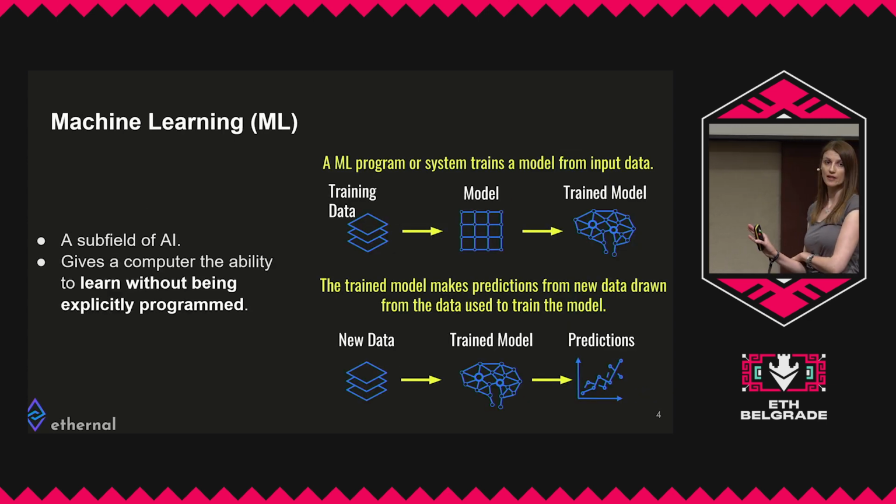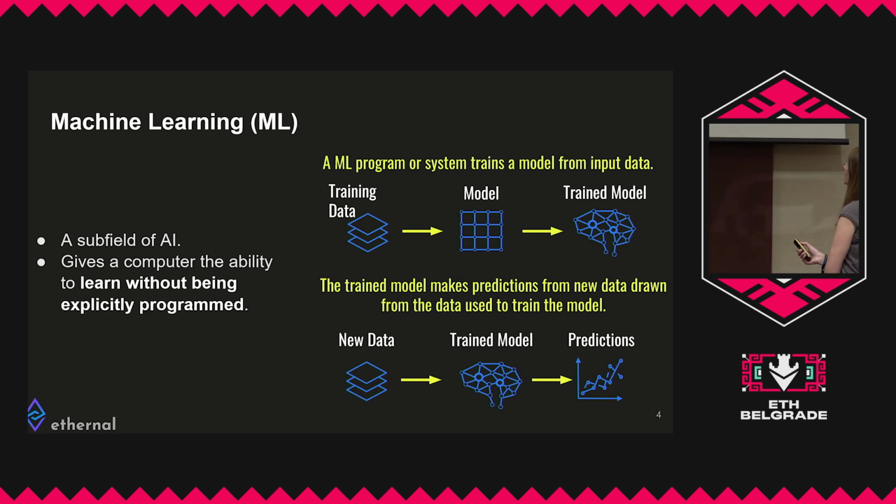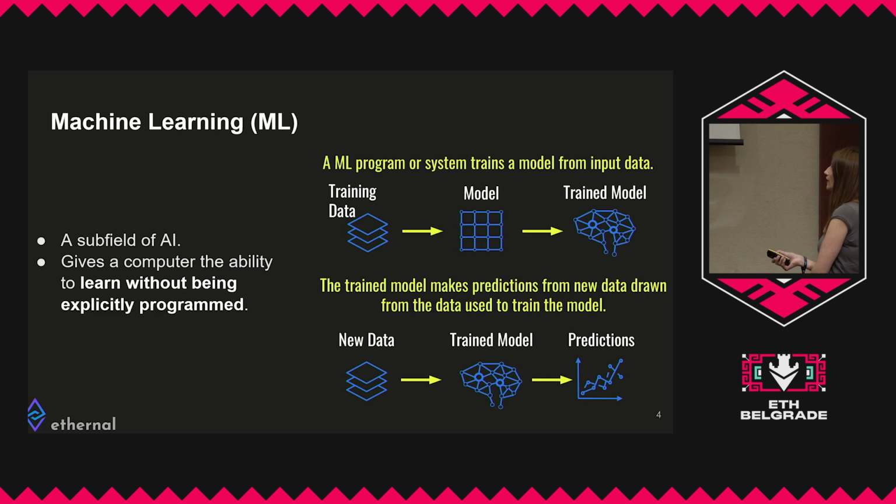The other thing is machine learning. Machine learning is a subfield of AI. It basically gives computers the ability to learn without being explicitly programmed. Here on this diagram, we can see what machine learning does. We have a machine learning program or system that has training data, which is input data for training. We have a basically plain model, and after training is done, we get the trained model with parameters that suit the training data. Once we have a trained model, we can leverage it to derive results, to make predictions about new data based on the training data. So this is important. We have new data, we have a trained model, and we have results, which are predictions.